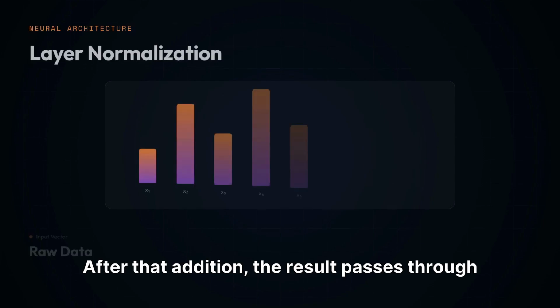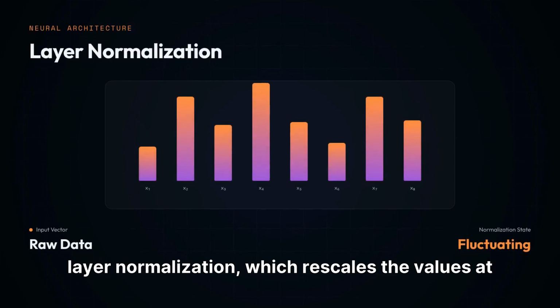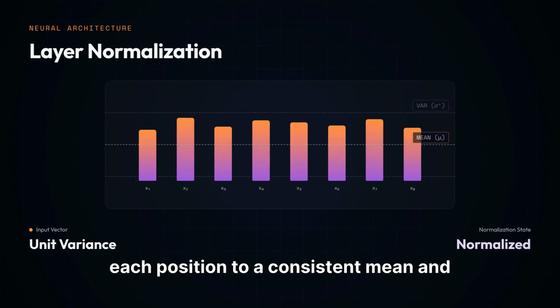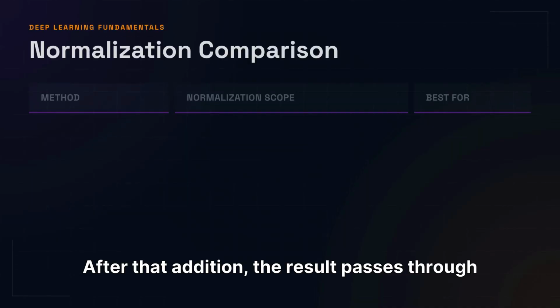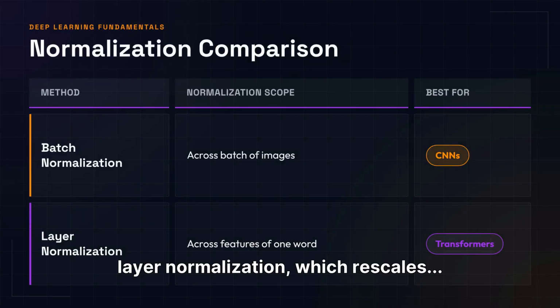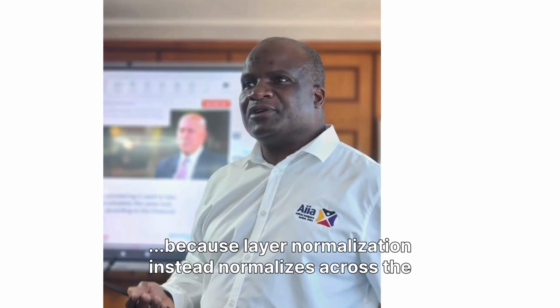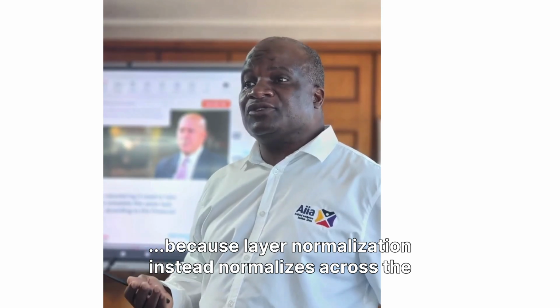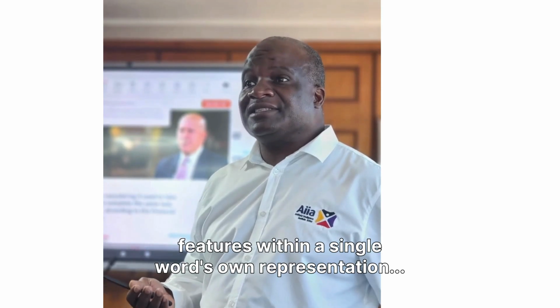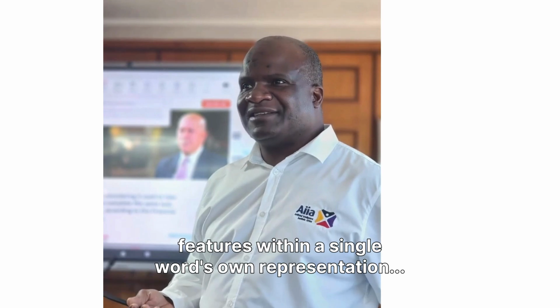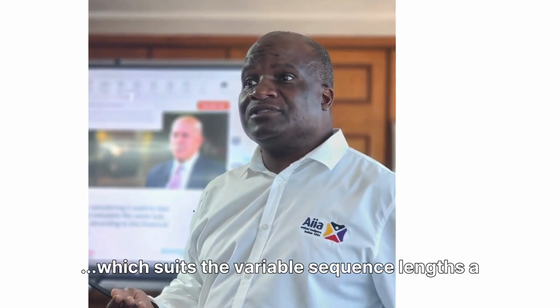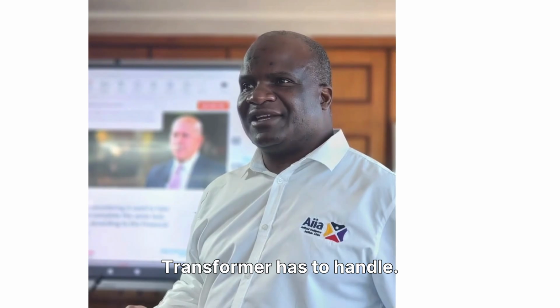After that addition, the result passes through layer normalization, which rescales the values at each position to a consistent mean and variance. Unlike batch normalization, which normalized across a batch of images, layer normalization instead normalizes across the features within a single word's own representation, which suits the variable sequence lengths a transformer has to handle.